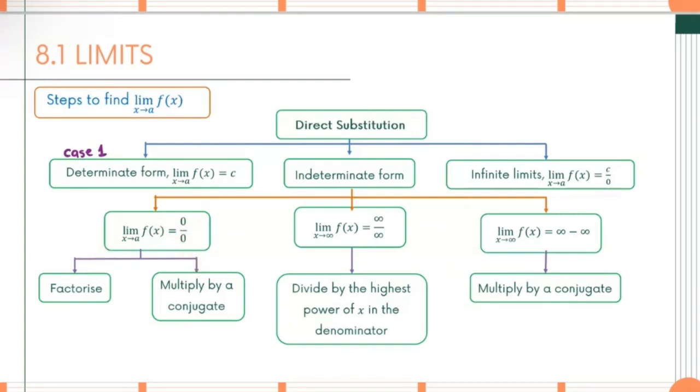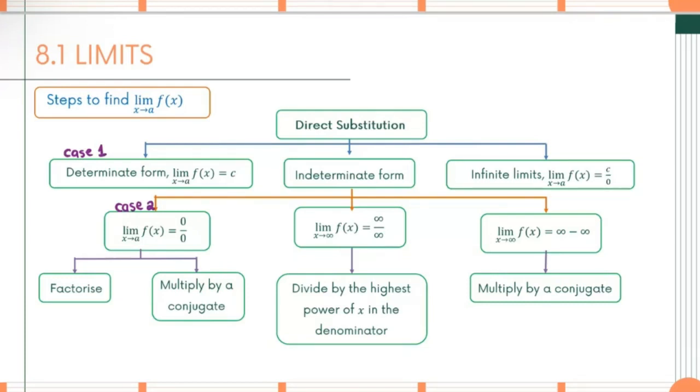Okay, so ini adalah case yang kedua. Nanti saya tunjukkan contoh dia seperti mana. So case yang kedua, once we substitute dapat 0 over 0, so we are going to simplify the function by using factorization ataupun by using multiply by a conjugate. Okay, that is second case.